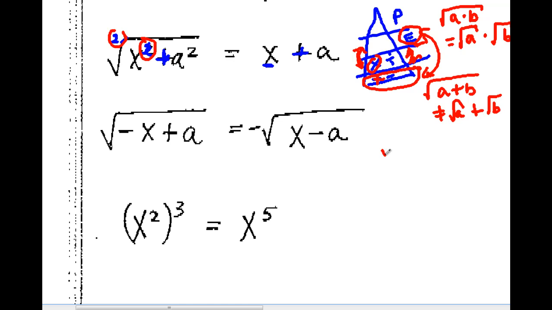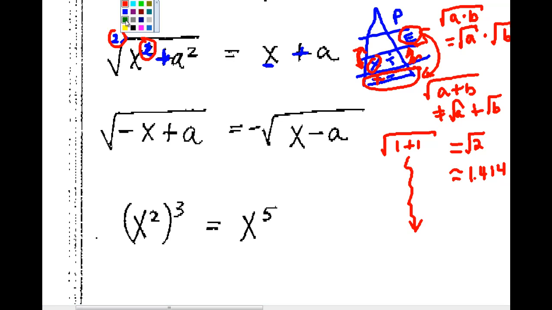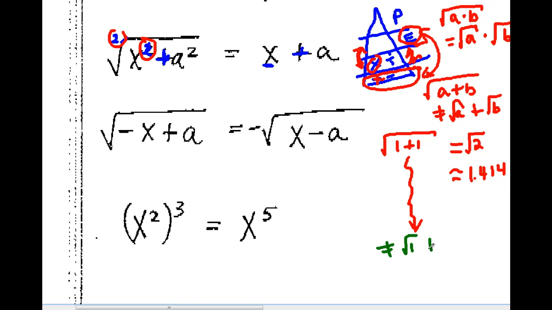A very simple case is this. If you have radical 1 plus 1, this really is equal to radical 2, and if you use your calculator, you'll see this is 1.414. Now, if you did it the wrong way, this does not equal radical 1 plus radical 1, because that is really equal to 2, right? And 2 does not equal 1.414, not even close, right?